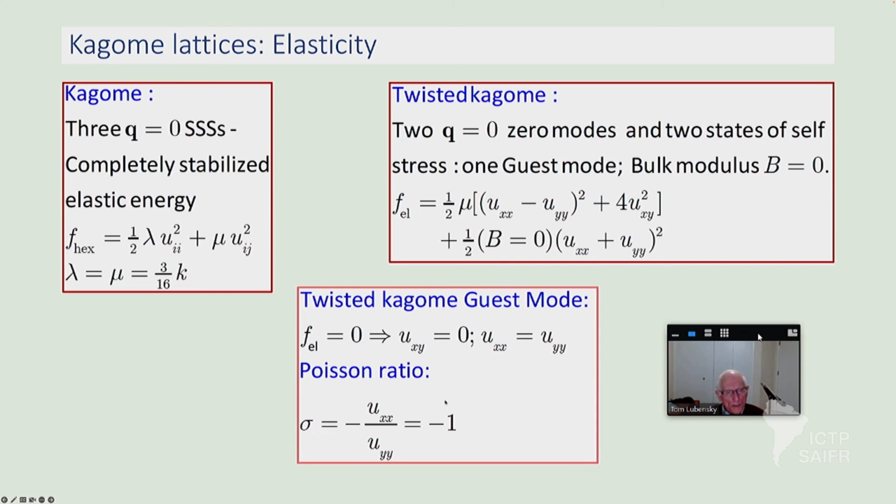Recall the Poisson ratio was the ratio of minus the perpendicular component of the distortion of the lattice over the extension. And this says sigma is equal to -1, which tells us that when you pull like this, the lattice goes like that. And I will take the trouble to show a couple of pictures of those in detail in the next installment.